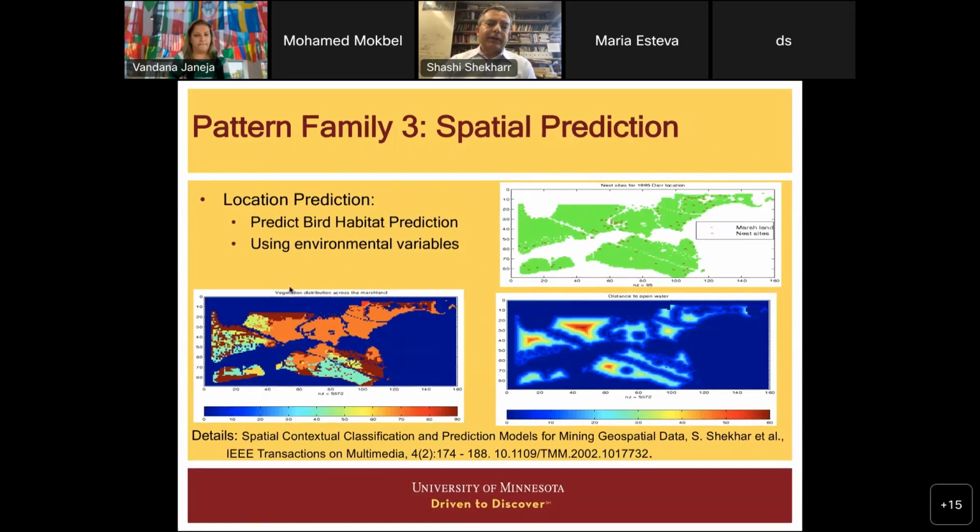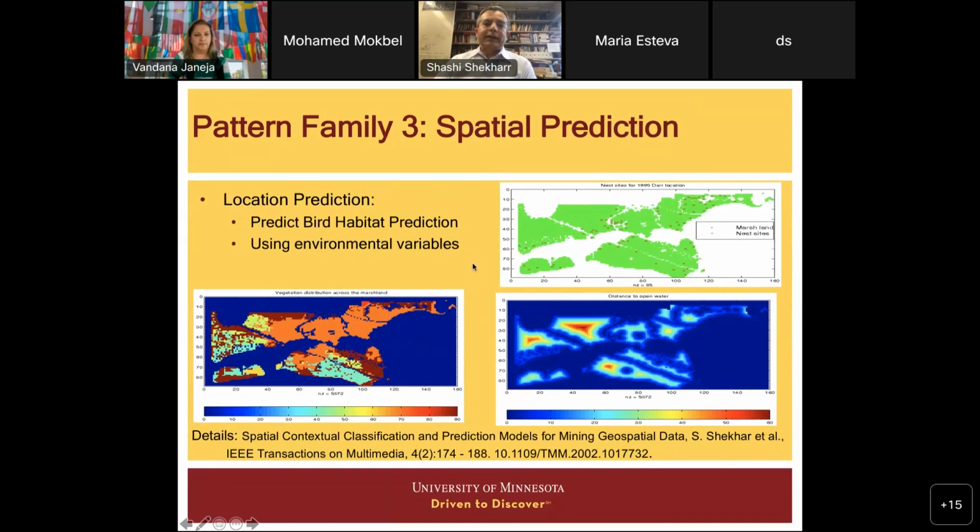Because that can affect nest location. Distance to open water, because again, predators can come in. So there are several variables. But the problem is, given all these maps, we want to predict locations of nests.